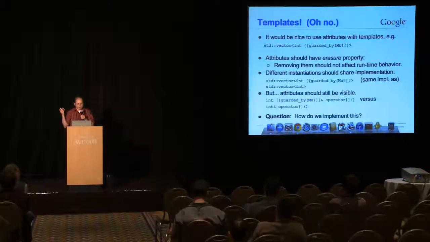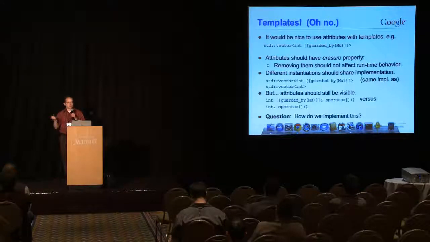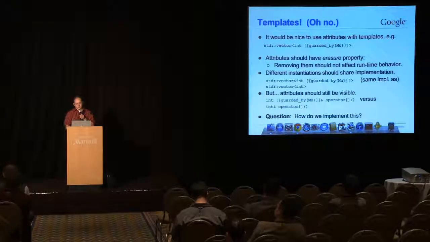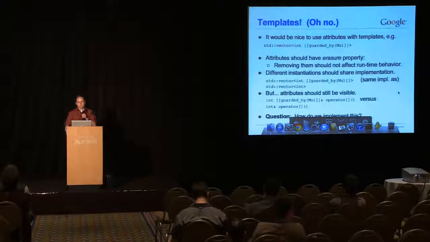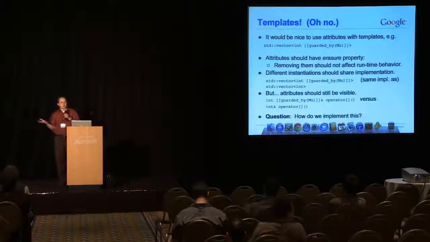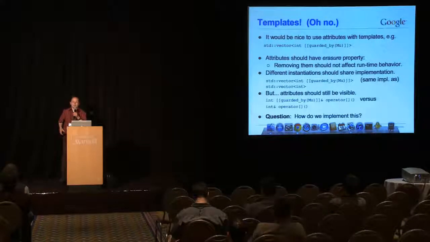So if we have on the vector the operator brackets, that should have type int guarded by mu in one case and type int in the other case when you're actually doing type checking. So this is going to be a little bit tricky. Once again, this is not unique to thread safety attributes. If other people are interested in making type qualifiers of various kinds as extensions, we might want to add general purpose support to Clang for dealing with this.